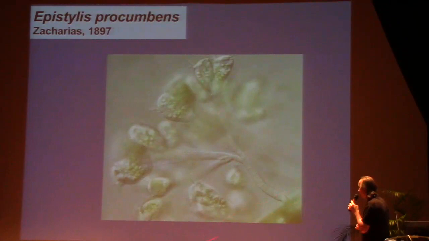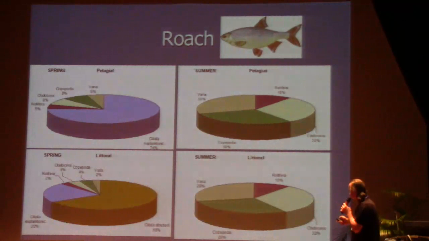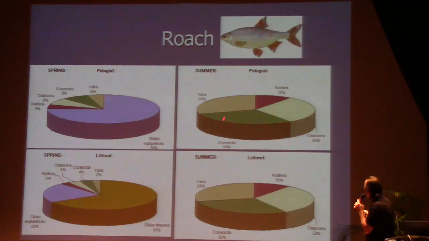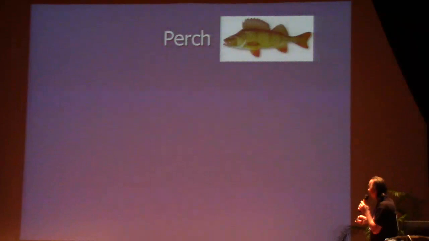But in the summer times, the taste for ciliates disappeared. They started eating copepods, cladocerans, and small insect larvae. And they were quite similar again in both the glacial and littoral zone. In case of perch, there was not a very big difference.